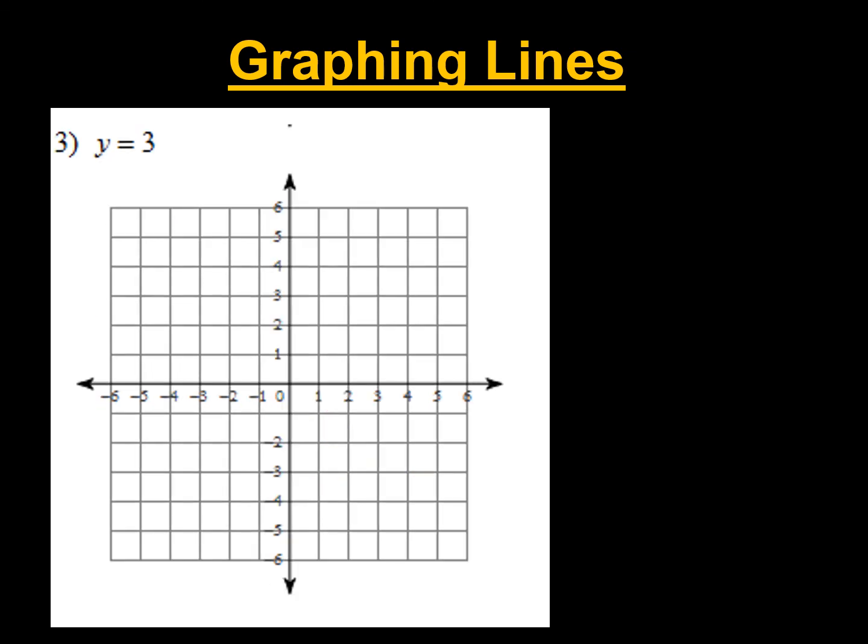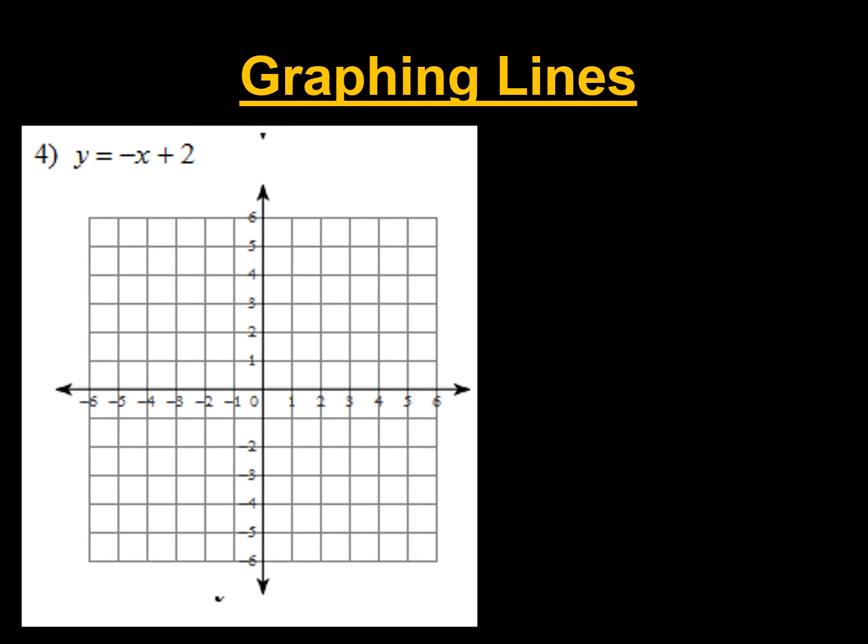Okay, looking at number 3 here, y equals 3. Again, a special case. There's no slope because there's no x term, so that means the y-intercept here is 3, and there's no slope, so it's just going left to right. So there is y equals 3.